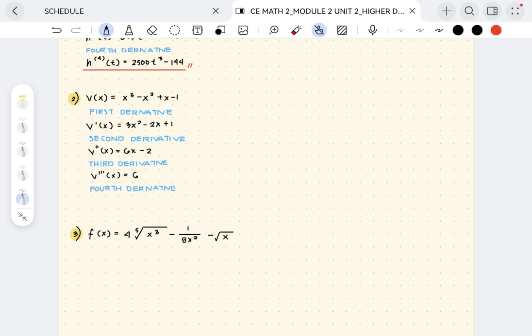So finally, to get the fourth derivative, we just derive again the third derivative. So the derivative of a constant is 0. So the fourth derivative of problem number 2 is equal to 0.